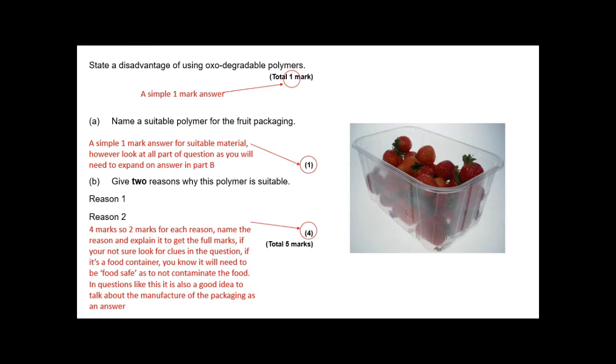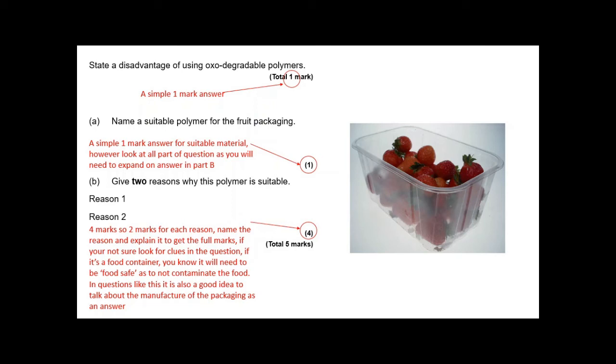So the first one's easy, it's a simple 1 mark answer. Now if you don't know what oxidegradable means, you can just break down the word quite easily. Oxygen, degradable means it breaks down, so a plastic that breaks down in oxygen. That's quite a simple way of breaking it down. Name a suitable polymer for the fruit packaging. Again, a simple 1 mark answer.